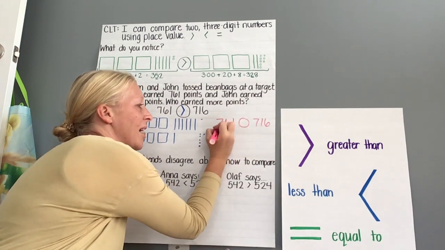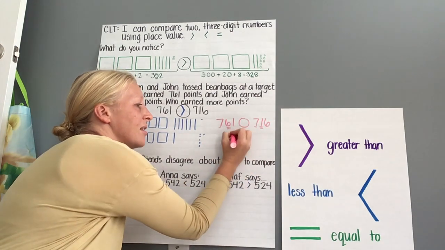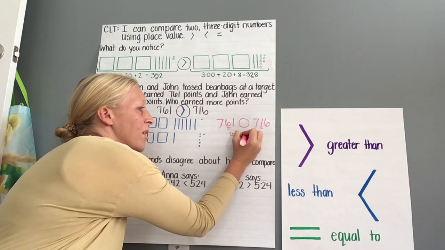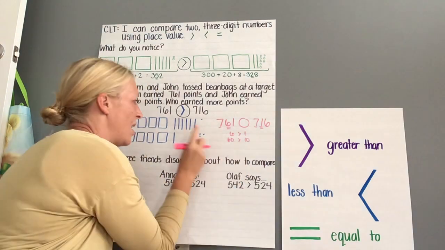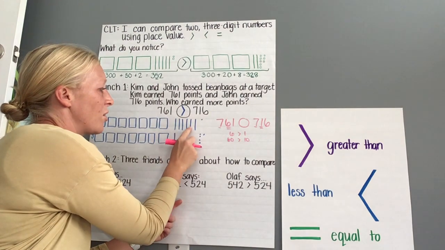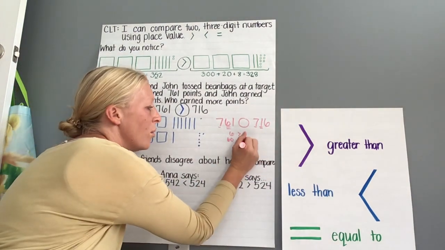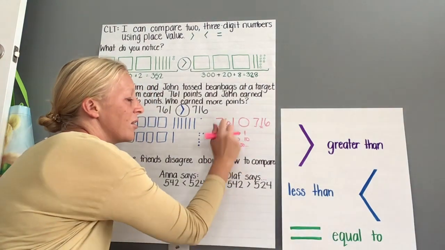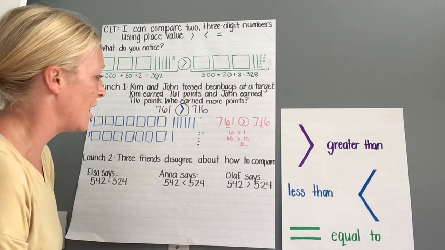And they said, well, that's the same, so I have to go here. And 6 is more than 1, so 60 is more than 10. Here's a 60, 10, 20, 30, 40, 50, 60, and then there's that 10. So 761 is greater than 716.